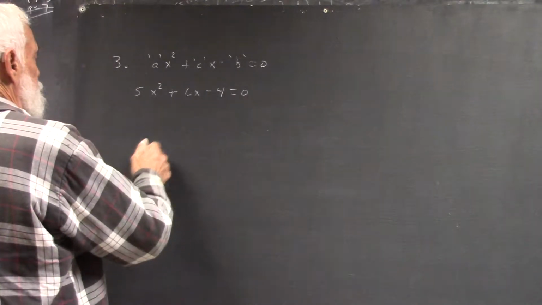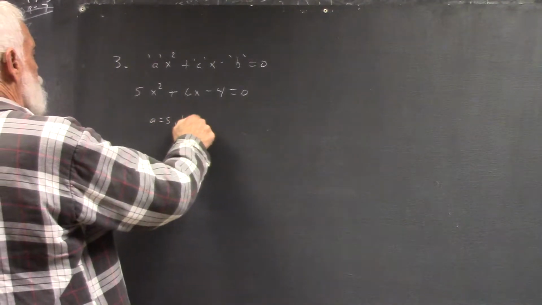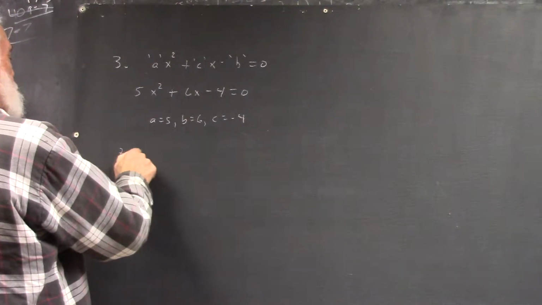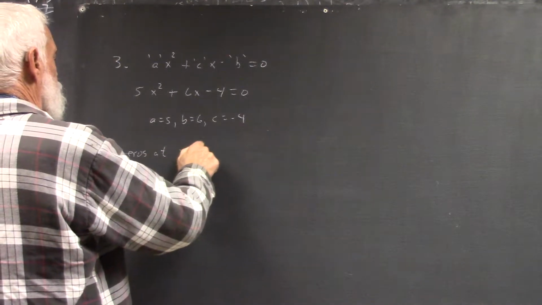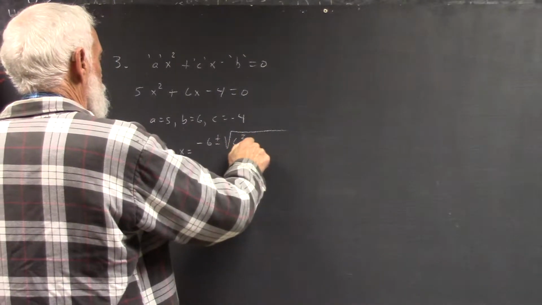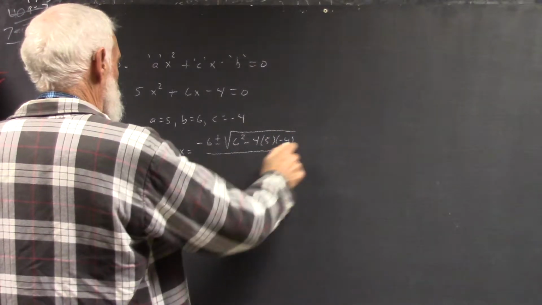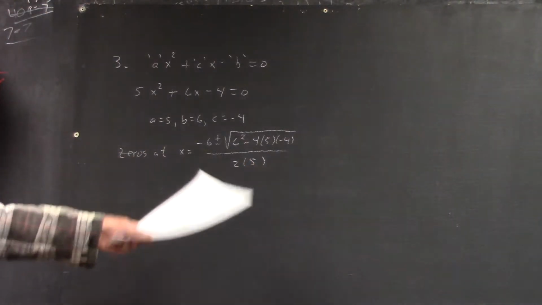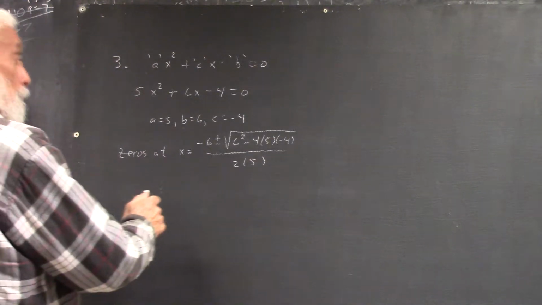Okay, so you get A equals 5, B equals 6, C equals -4. So the zeros are at x equals -b, which is -6, plus or minus the square root of b squared, which is 6 squared, minus 4ac, 4 times 5 times -4, all over 2 times 5. And everybody, I think, is okay with the quadratic formula as long as you make sure you know it when you come to the test.